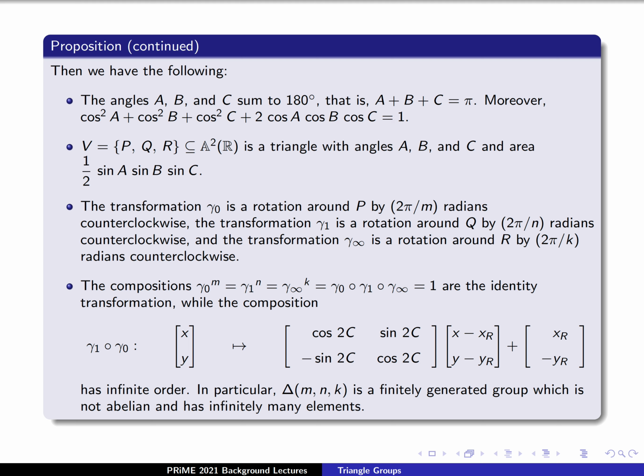Observe that this group is actually infinite and non-abelian. This is because if we consider gamma 1, gamma 0, we'll find that this is not the same as gamma 0, gamma 1. And actually, gamma 1, gamma 0 is a point of infinite order inside of our group.